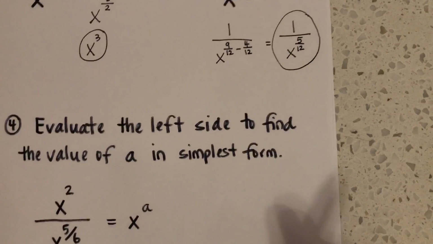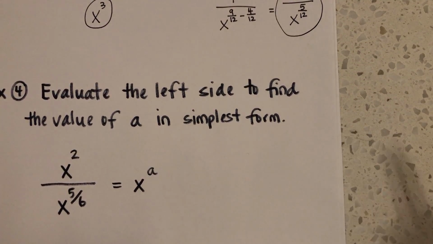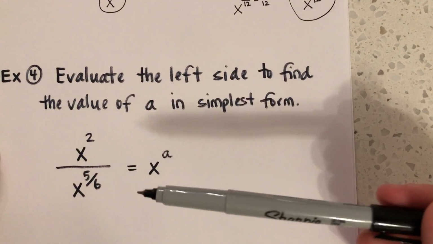Okay? All right, look at here. Evaluate the left side to find the value of a in simplest form. So again, this is how Delta Math is going to ask you the question.